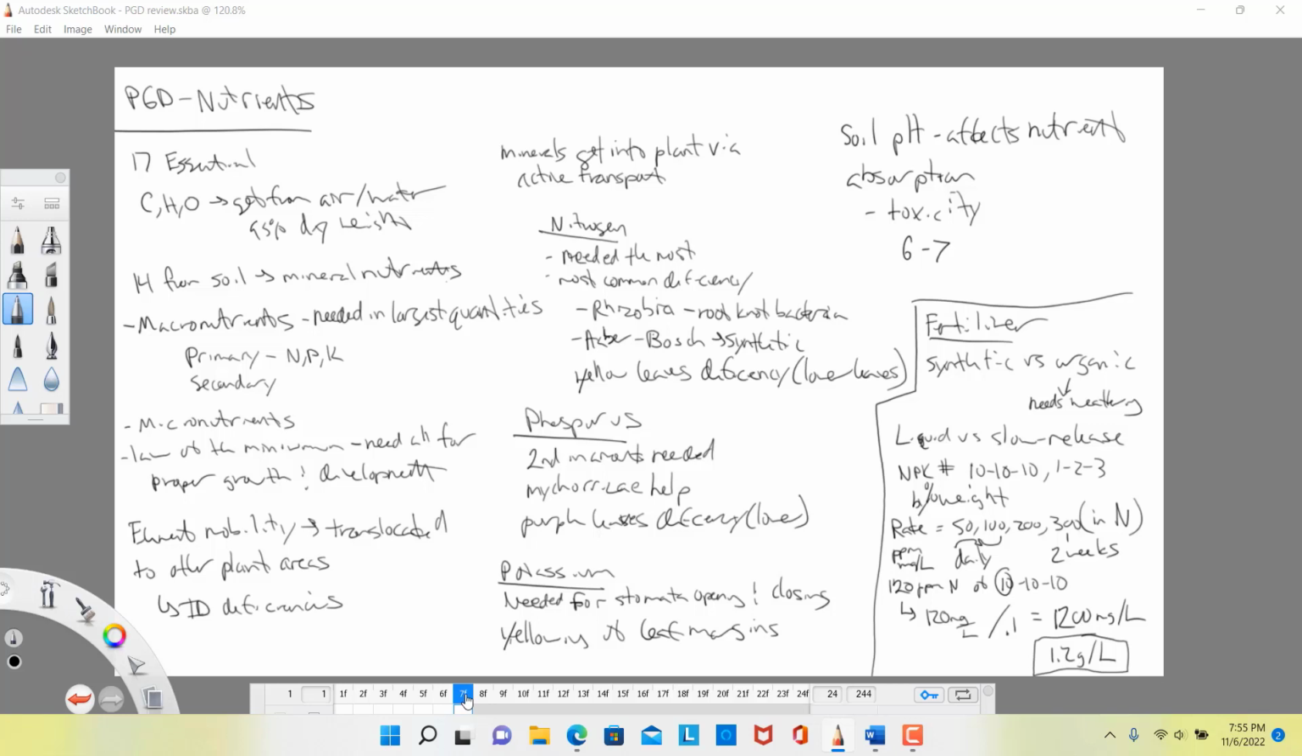Now, how our mineral nutrients get into our plant is via active transport, right? This requires energy. They're able to pump these mineral ions into the plant through the root hairs using energy in the form of ATP.